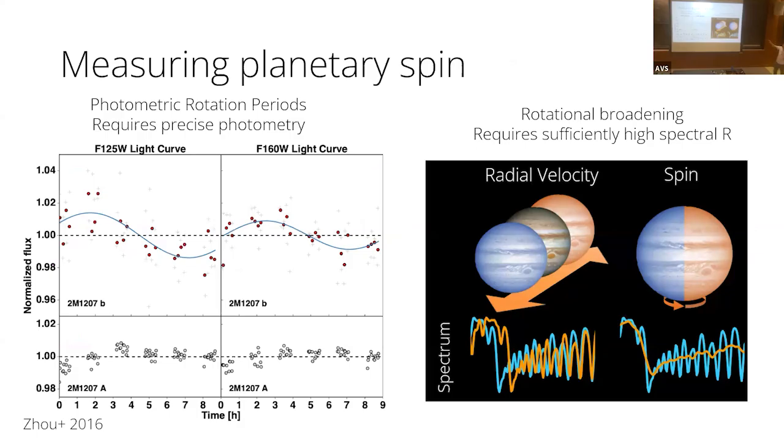There are 2 ways in the literature that we can currently use to measure the spins of directly imaged planets. One is if we have very precise photometry: the cloud coverage changes as the planet rotates, and if we have precise enough photometry, we can measure that change in cloud cover over time to infer rotation periods through the light curve. The other way, like I mentioned, is that as the planet rotates, its absorption lines get broadened, and that measurement of broadening allows us to infer the rotation speeds of these planets.